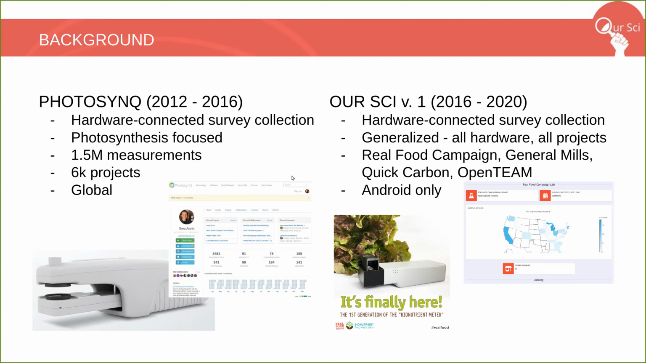And then in 2016, we created OurSci, with a similar mission. We wanted to support communities, but we didn't want to be so focused on photosynthesis. We just wanted to support communities and their data collection and management needs. So over the last couple of years, we've been working with Real Food Campaign, the Bionutrient Food Association, a lot, General Mills, Quick Carbon. So our device, and then the software back end, is what gets used in Quick Carbon, and then obviously with Open Team. The limitation with that piece of software is that it's Android only. And that's been the big lesson learned from last year.